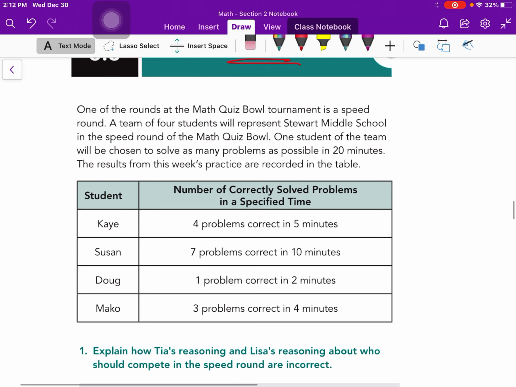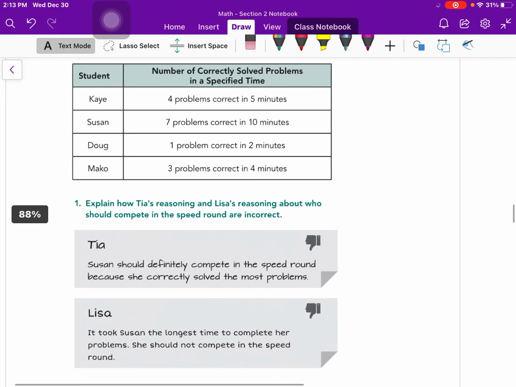One of the rounds at the Math Quiz Bowl tournament is a speed round. A team of 4 students will represent Stewart Middle School in the speed round of the Math Quiz Bowl. One student of the team will be chosen to solve as many problems as possible in 20 minutes. The results from this week's practice are recorded in the table. Kay was able to do 4 problems correct in 5 minutes. Susan, 7 problems correct in 10 minutes. Doug, 1 problem correct in 2 minutes. Mako got 3 problems correct in 4 minutes.